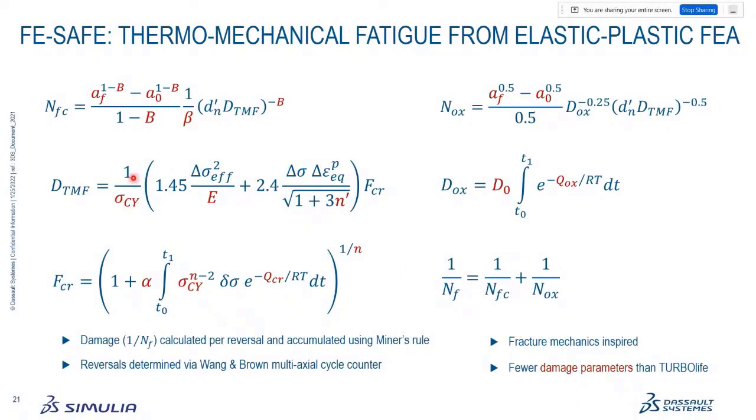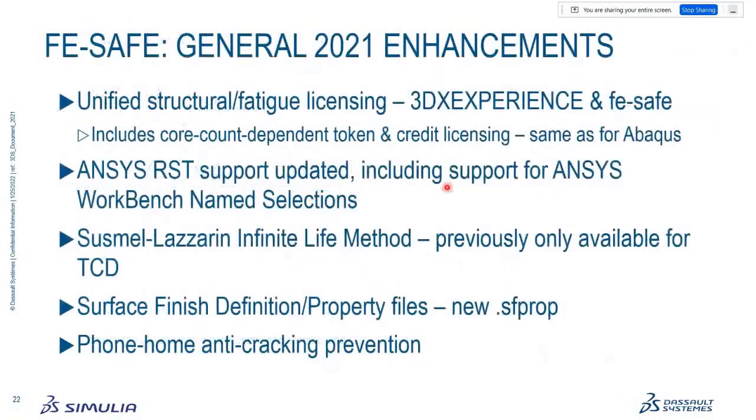We include the mechanical fatigue aspects here. This FCR is a creep term, which you can see multiplies the mechanical. And we also include oxidation. The DTMF here is the same as the one over here. So the oxidation is also effectively a multiplier effect on the mechanical fatigue.